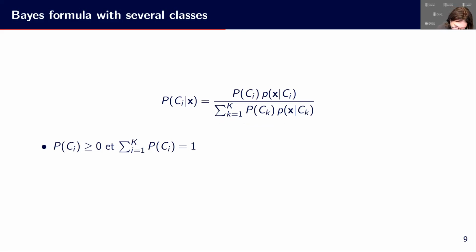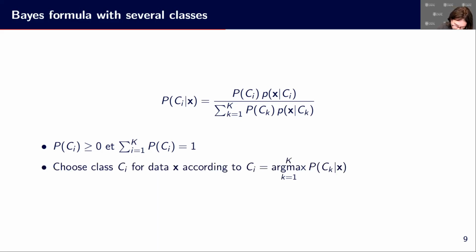So here we know that the probability is higher or equal to 0, and it is in fact below 1 or at 1 at max, because the sum of all prior probabilities is equal to 1. And then we are choosing the class. We are making a decision based on the posterior probability. So we are assigning X to the class that is having the highest probability according to the posterior.